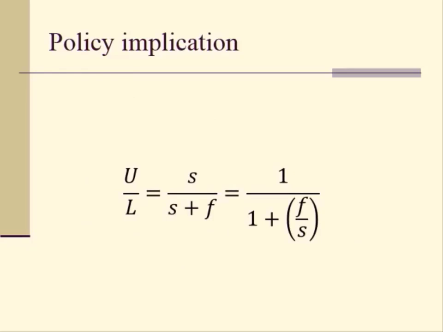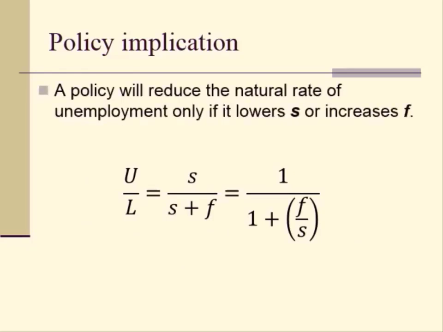Now, what is the policy implication according to this model? According to this model, a policy will reduce the natural rate of unemployment only if it lowers S or increases F. Because U over L equals S over S plus F, when you lower S, you can lower U over L. Similarly, if you increase F, you can lower U over L. So you can use that equation to figure this out.